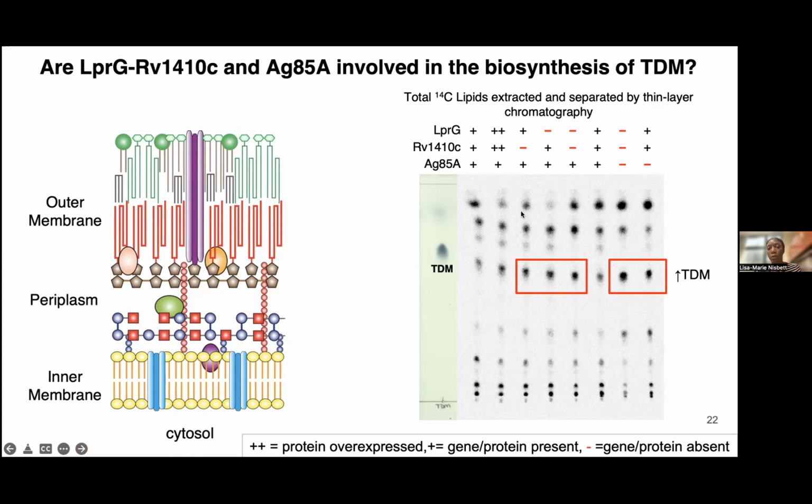So the extracts, in this instance, are called total lipid extracts. And if you look at this thin layer chromatograph on the right-hand side of the screen, you can see that in the various LPRG, RV1410C, and antigen 85A mutant strains from the total lipid extracts, it appears that trehalose dimycolate, which will be abbreviated as TDM throughout the rest of my talk, that the levels of trehalose dimycolate seem to be elevated compared to that of the wild type strain.